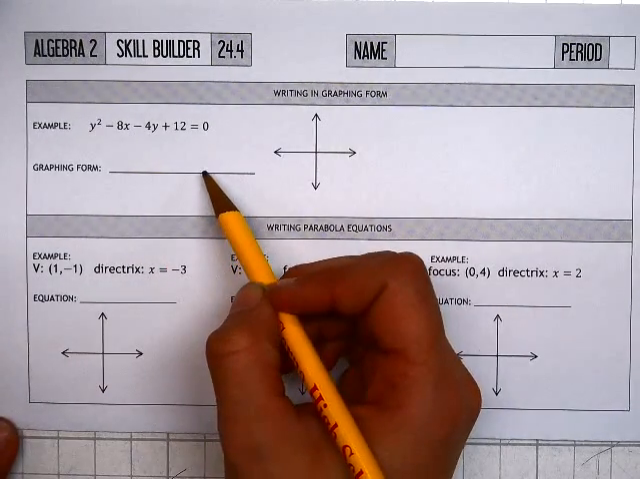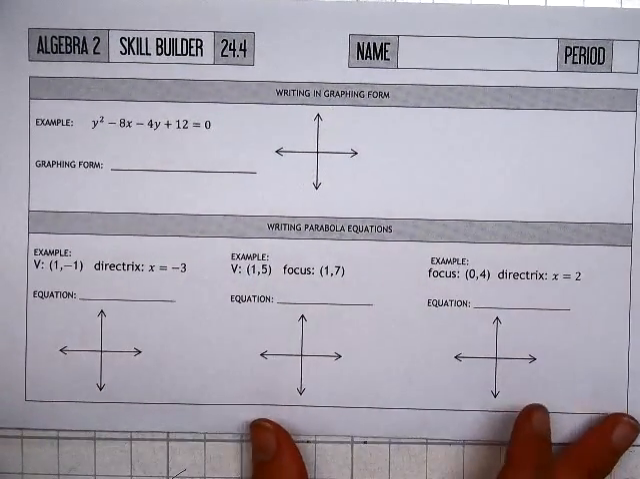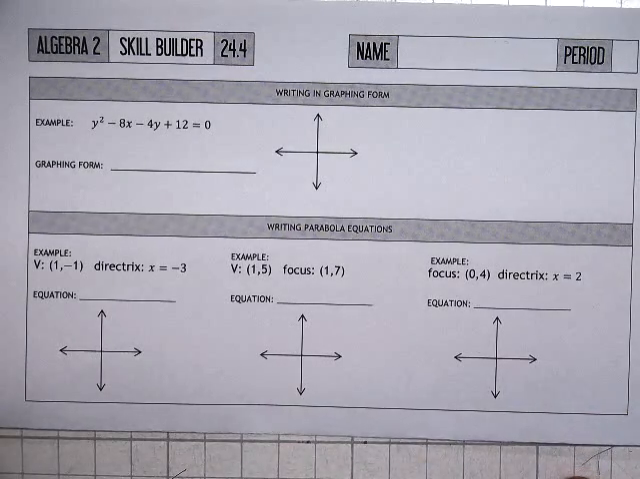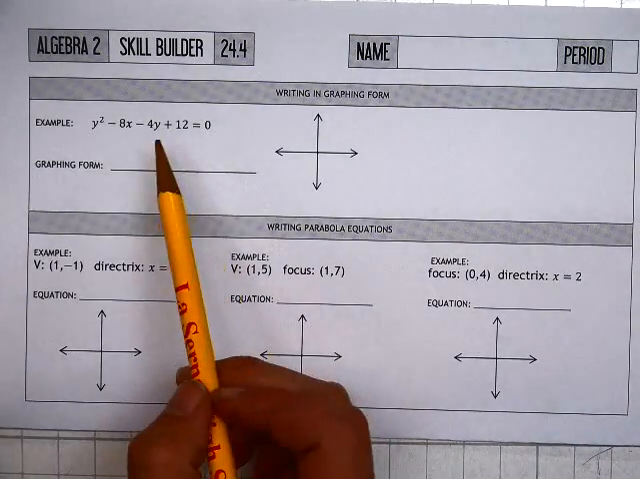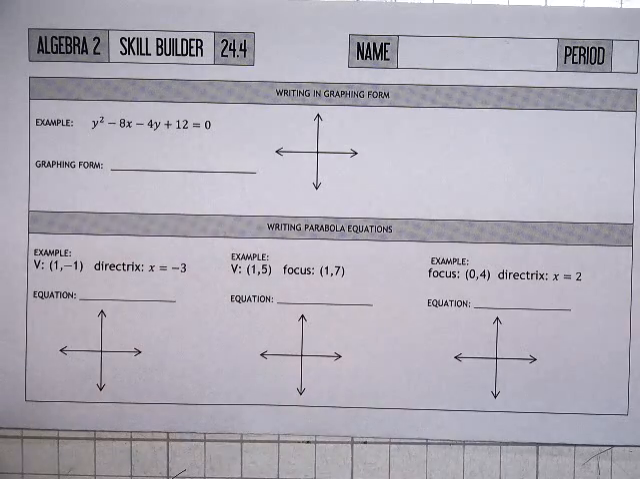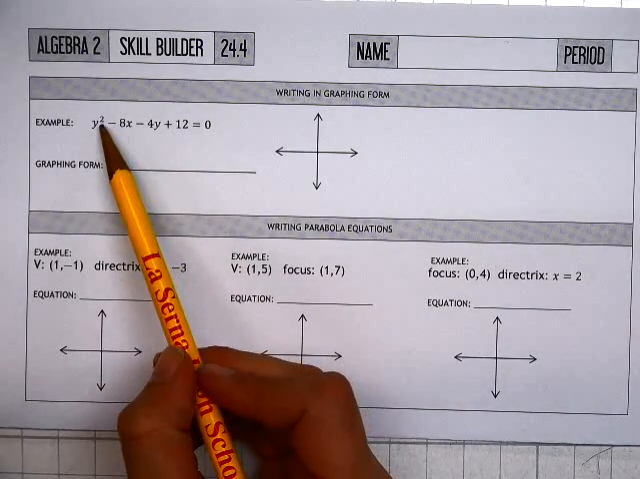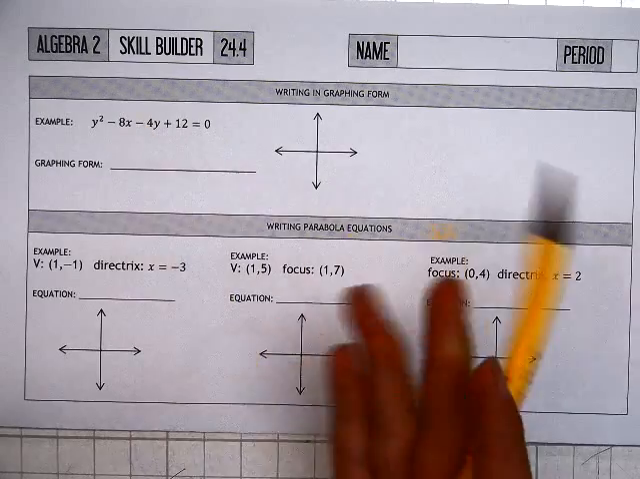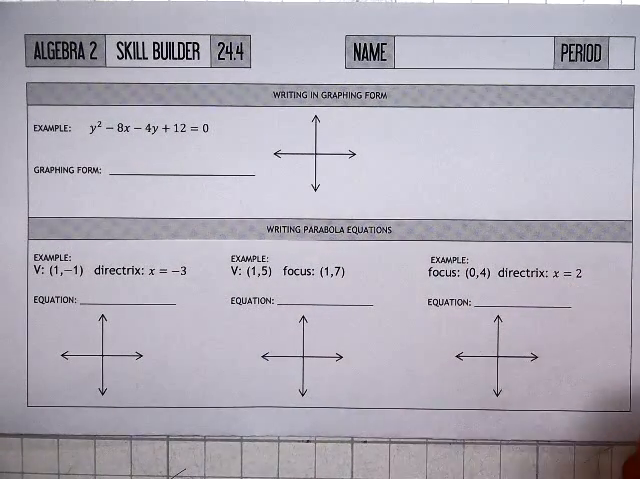To write a parabola in graphing form, we're going to utilize the strategy of completing the square, which we've used before with parabolas. The difference now, of course, is that our parabola equations are a little bit more complicated. In this case, we're dealing with y squared, x, all sorts of terms mixed up. So in order to complete the square on this one, we're going to have to first organize our terms.